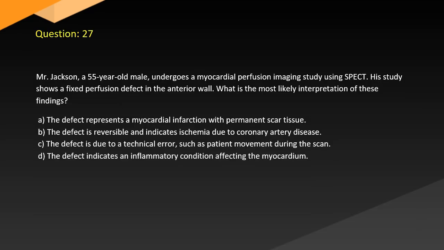Question 27. Mr. Jackson, a 55-year-old male, undergoes a myocardial perfusion imaging study using SPECT. His study shows a fixed perfusion defect in the anterior wall. What is the most likely interpretation of these findings? A. The defect represents a myocardial infarction with permanent scar tissue. B. The defect is reversible and indicates ischemia due to coronary artery disease. C. The defect is due to a technical error such as patient movement during the scan. D. The defect indicates an inflammatory condition affecting the myocardium.